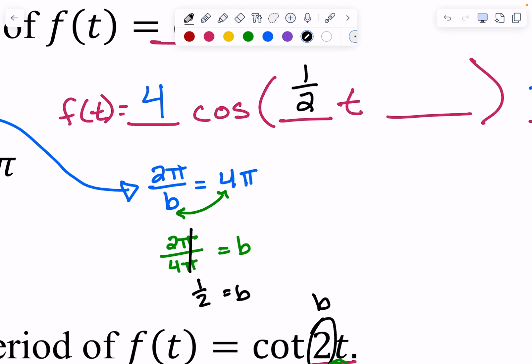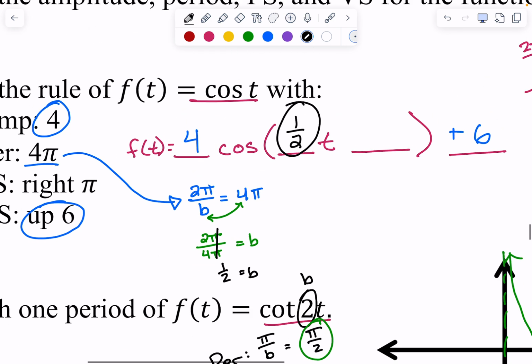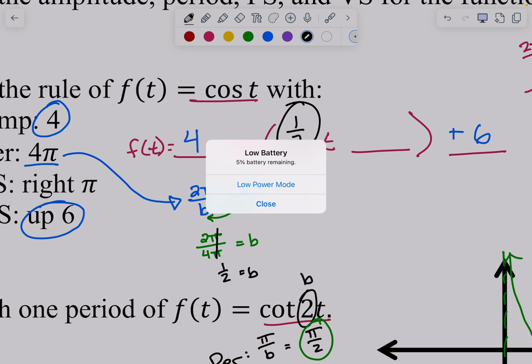If the period was pi over 2, B would be 4. Yeah. Because smaller numbers make bigger periods, bigger numbers make smaller periods. It's inverse.